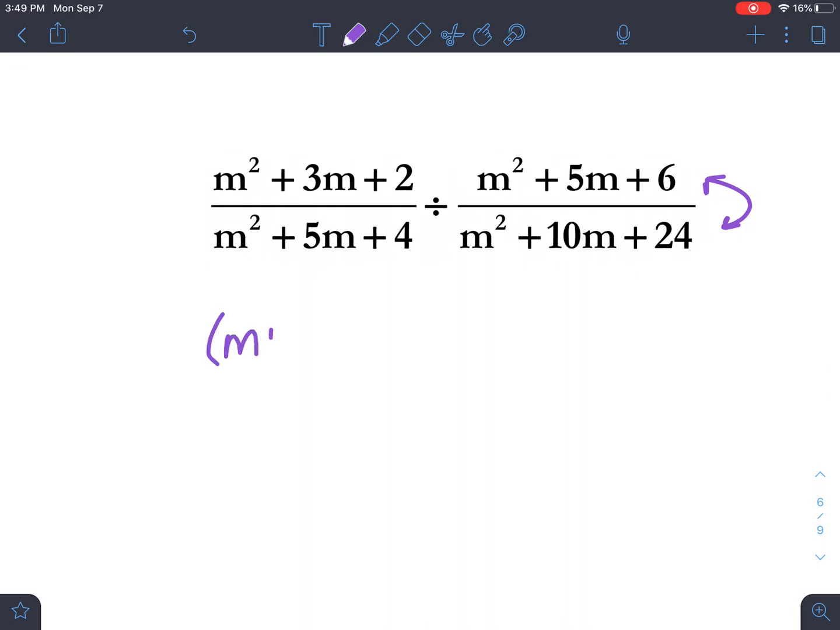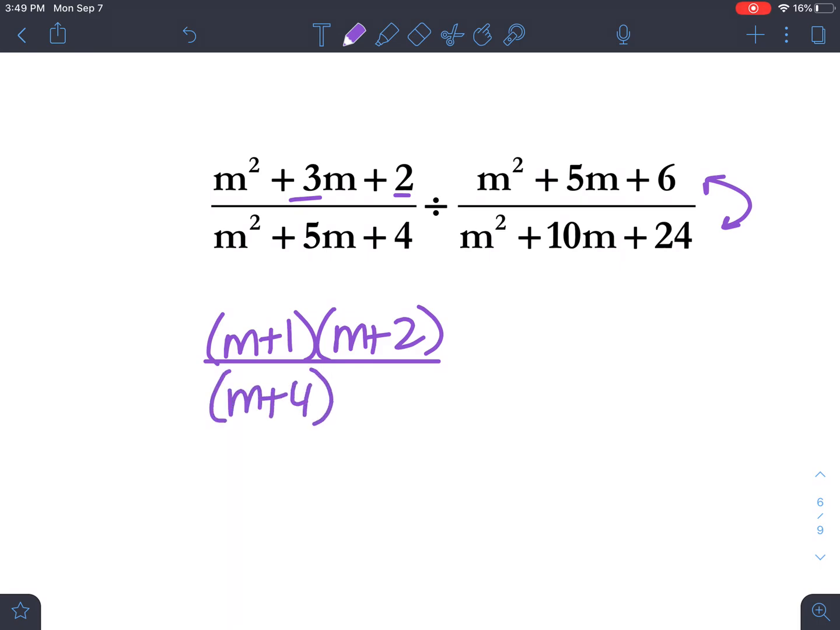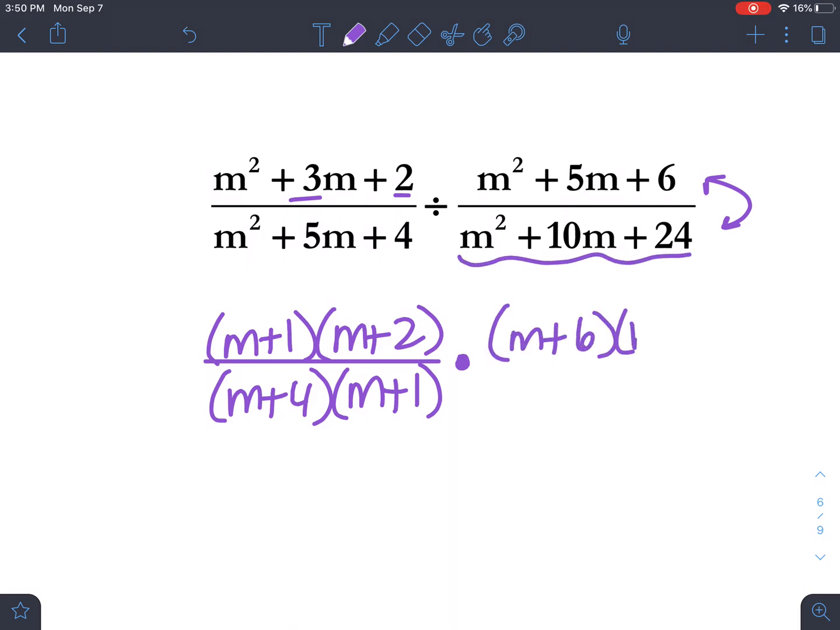So this guy, numerator over here, what multiplies to 2 and adds to 3? That'd be 1 and 2. Denominator over here, what multiplies to 4 and adds to 5, that would be m plus 4 and m plus 1. Nice easy factoring going on here. Now I have times, be careful, I'm going to factor this and it's going to go on top. M plus 6 and m plus 4. What multiplies to 24 and adds to 10. And then in my denominator here, I've got what multiplies to 6 and adds to 5, m plus 3, m plus 2.